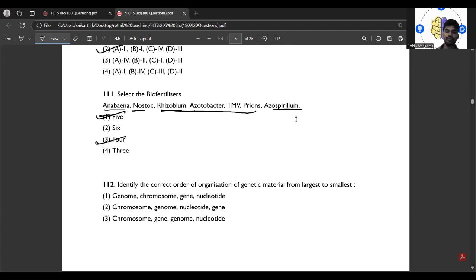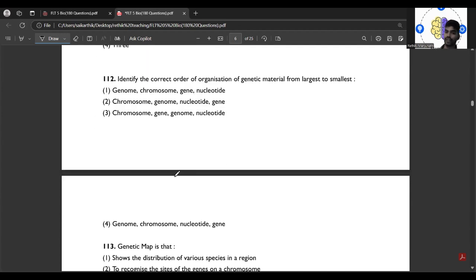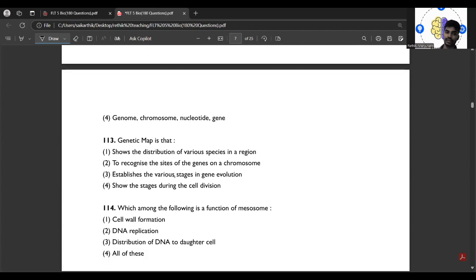Next up, 112. We need to identify the correct order of the organism's genetic materials from the largest to the smallest. So what would be the correct option? The order will be: first the genome. After the genome it will be the chromosome. After the chromosome it would be the gene, that is the functional unit of inheritance. Then it would be the nucleotide, which consists of the nitrogenous base, sugar and phosphate. So option one will be the correct answer.